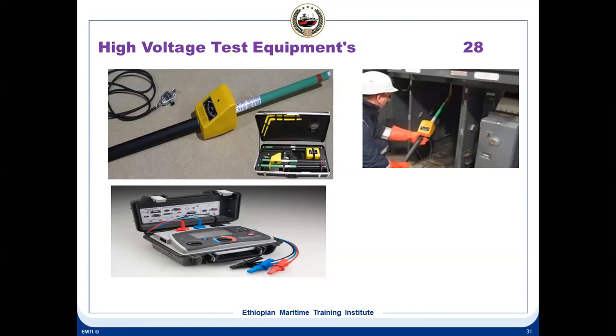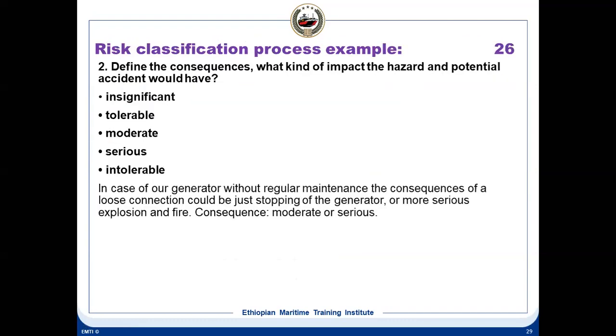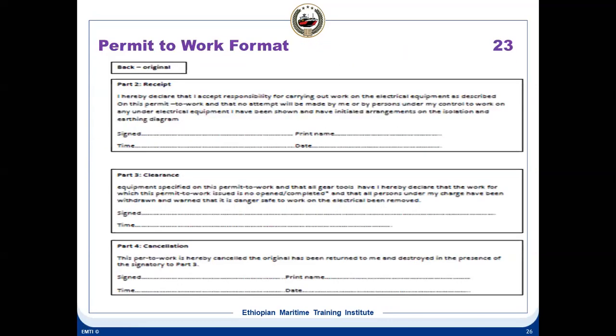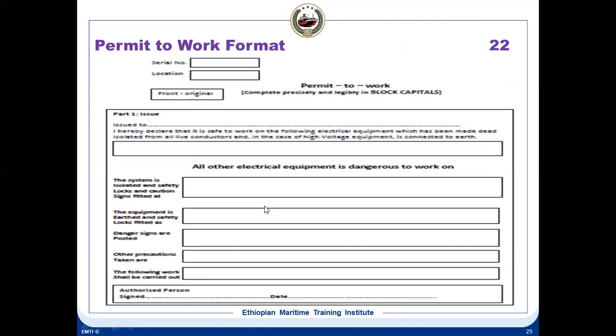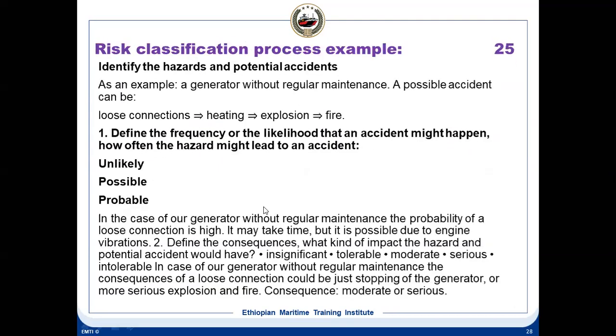So this is about the test equipment. We have covered what a permit to work is, what a risk assessment is, and what the various test equipments are.